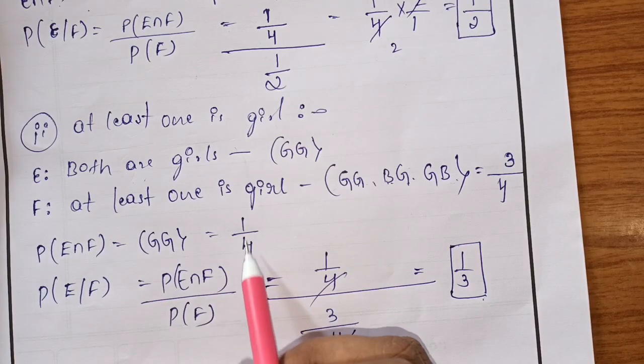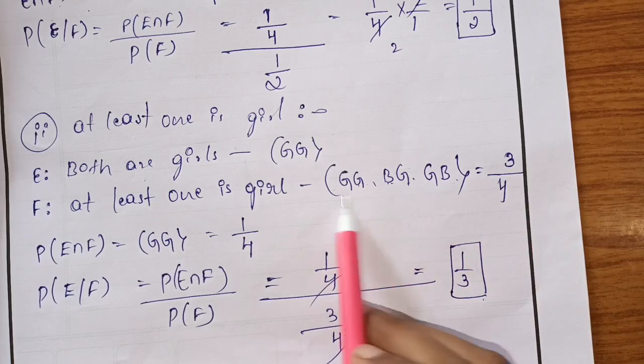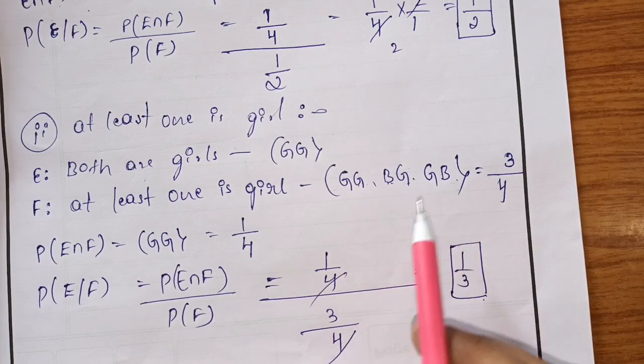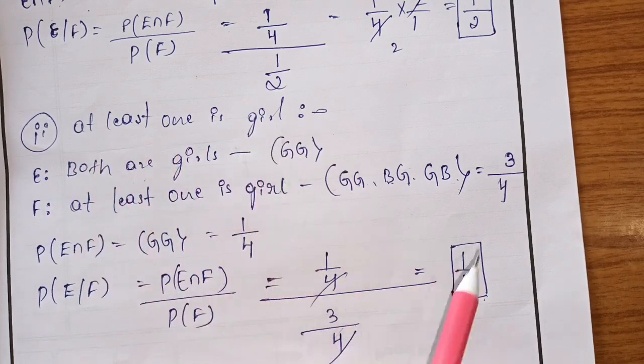Probability of E intersection F is 1/4. Probability of F is 3/4 because here the number of favorable outcomes is 3. 1/4 divided by 3/4, the 4s cancel. 1/3 is the probability that at least one is a girl. So the probability that at least one is a girl is 1/3.